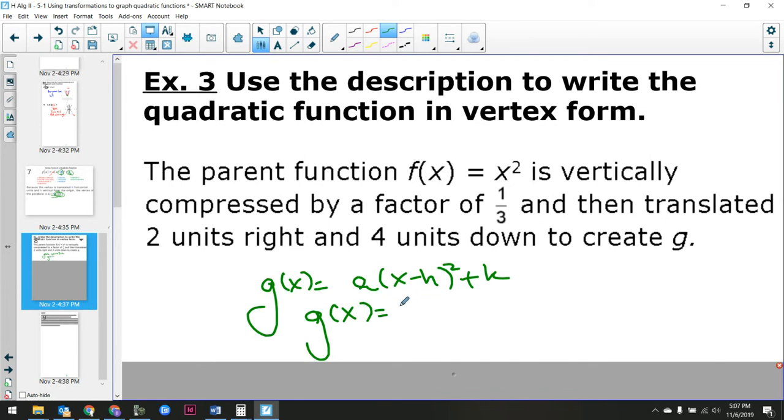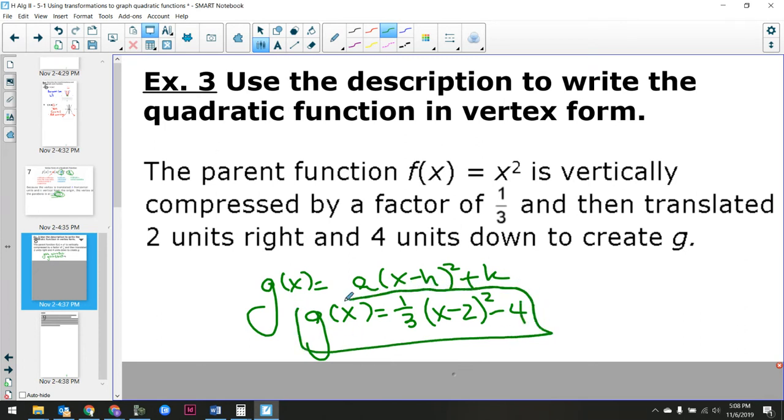g of x is equal to, okay, my a value is 1/3. I go right 2, so minus 2. I go 4 down, so minus 4. Look at that. How cool. If I graph this in my calculator, and you can if you'd like to, plug in x squared as y1 and then plug this in as y2. It will do all of these things that I say it does.